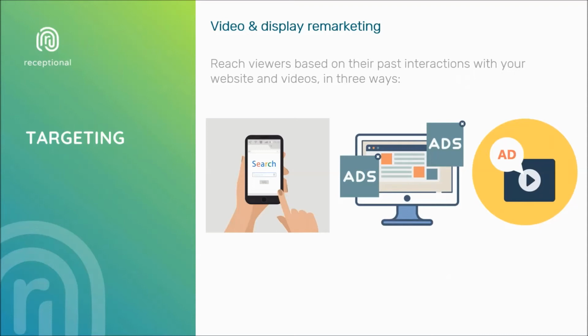So firstly, video, display and search remarketing. Essentially reaching our viewers based on their past interactions with our website and videos in three ways. We can take pools of video viewers, those that have seen our ad and not converted, and remarket to those in search with our search campaigns. We can use display advertising to reach them as they browse third-party websites across the internet. And we can also follow up with additional video ads targeted solely to those people that have seen our initial videos, just to create a kind of sequence of videos based on certain responses.